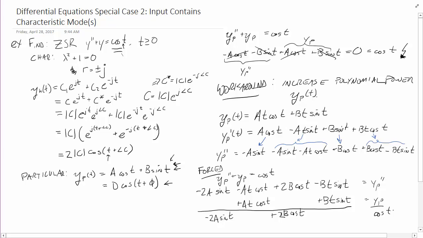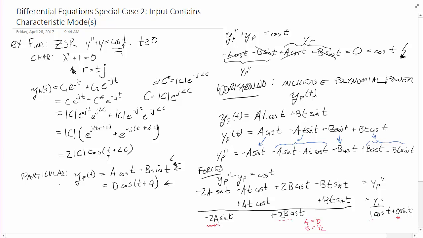But I want to assuage your fears by convincing you this is the same thing as saying 1 cosine t plus 0 sine t. And now we can again try and match like terms. So that means that minus 2a has to equal 0, and plus 2b has to equal 1. So by matching these squiggles with squiggles and dashed with dash, we can conclude that a has to be 0 and b has to be a half.